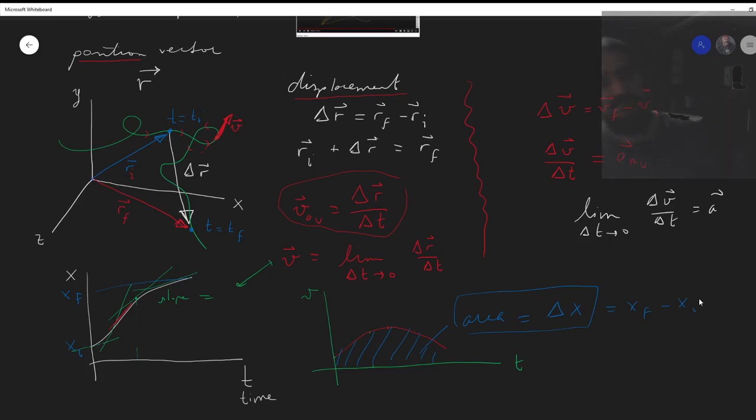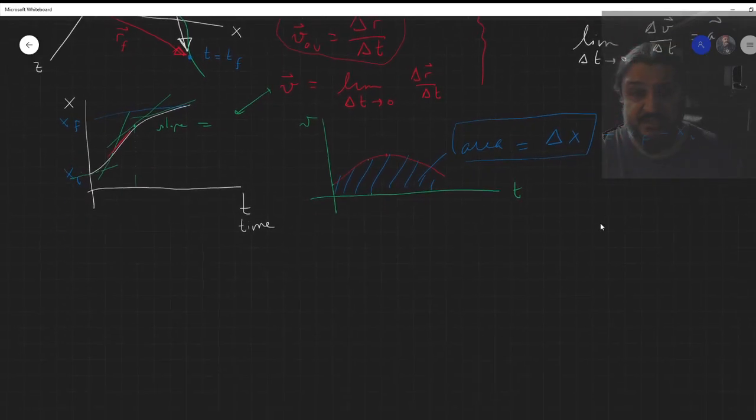Okay, so same thing applies to the relationship between velocity and acceleration. You consider the slope of the velocity time graph. That gives you the instantaneous acceleration. But given the acceleration time graph, to go to the velocity, you have to find the area, and that's going to give you the change in the velocity.